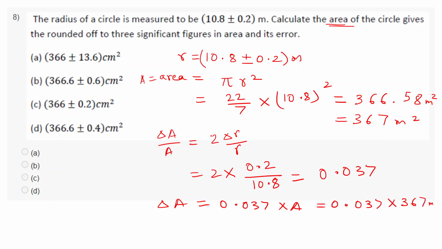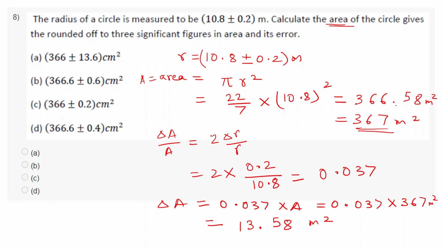So delta A will be this value multiplied with A, which is 0.037 multiplied with the area we got, 367 meters square. So delta A will be 13.58 meters square. Now we have to calculate the area rounded off to 3 significant figures.